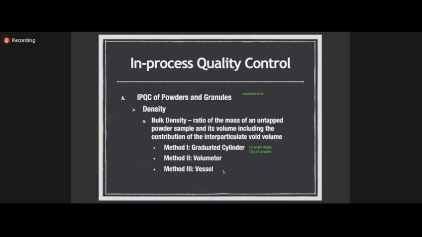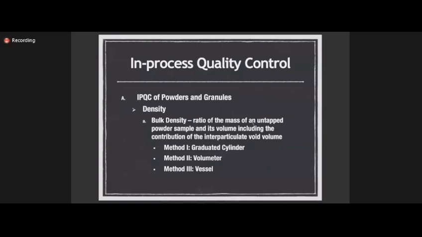Sa volumeter, tsaka sa vessel class, this is constant volume. No? So, dito, we have constant volume. So, you will measure your powder kung how much ang kakasya sa volumeter. So, si volumeter class, na siya constant volume. Tapos, you will get the mass. No? So, dito, given na yung mass, 10 grams, titingnan mo yung volume to get the bulk density. Dito, may volume ka na, then you check the mass. Okay? So, yun lang yung difference.